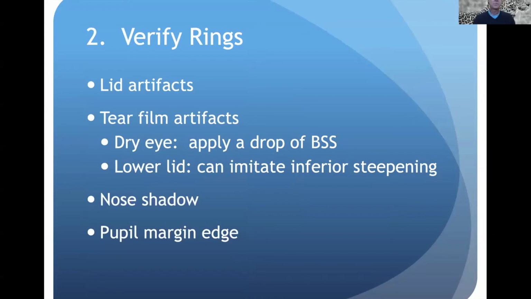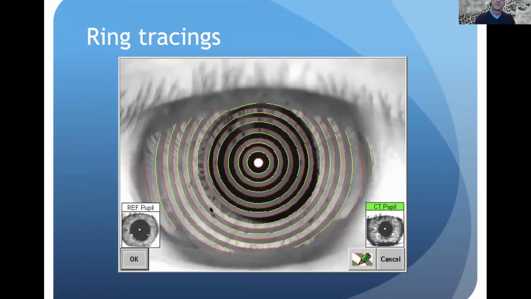So here's why I like the rings: sometimes you can end up with artifacts. These are some of the artifacts, and I'll show you some examples of lid artifacts, tear film artifacts, nose shadow, and the pupil margin edge. This is the ring tracing from an OPD2 scan.